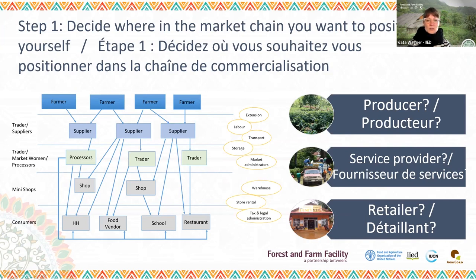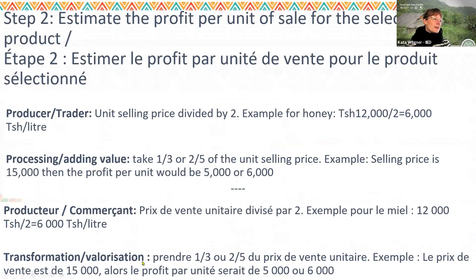So is it easy to reach? What will be the cost of transportation to the market, the selling price, how difficult it is to reach the quality that is required in that particular market, and the quantity of the demand in this particular market. So they will then estimate the profit per unit of the selected product.